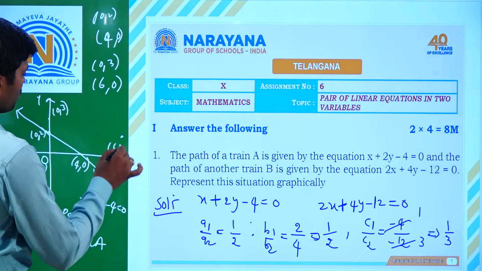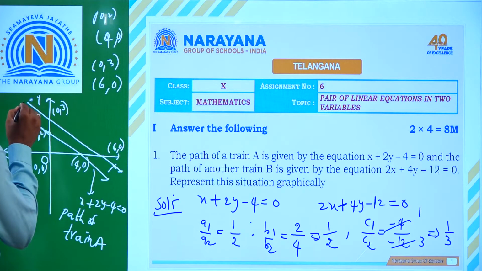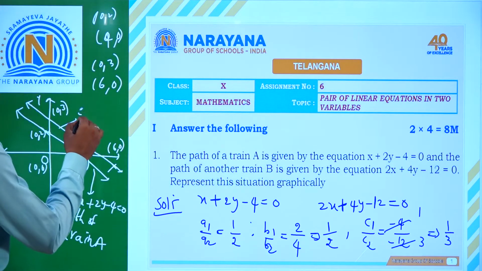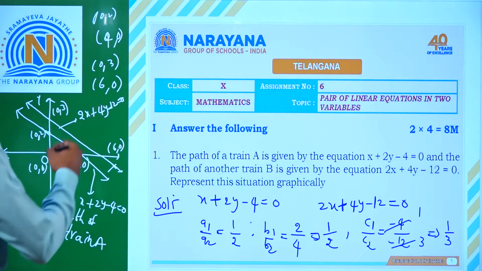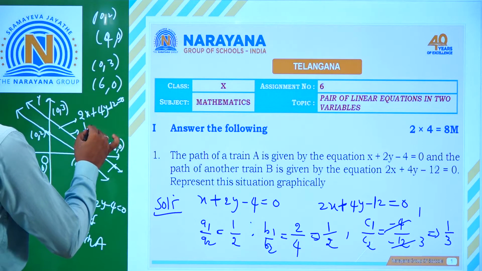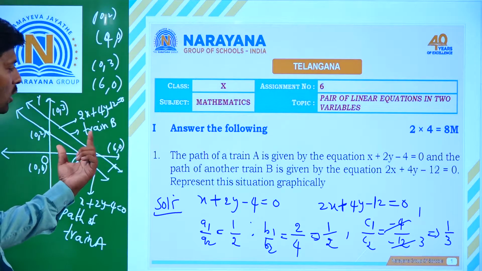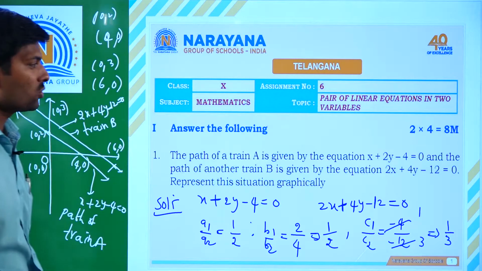6 comma 0. So now join these 2 points. So what is the name of this line? This is 2x plus 4y minus 12 is equal to 0. This is the path of train B. So likewise we can represent these given 2 lines graphically. Let's go for the next question.